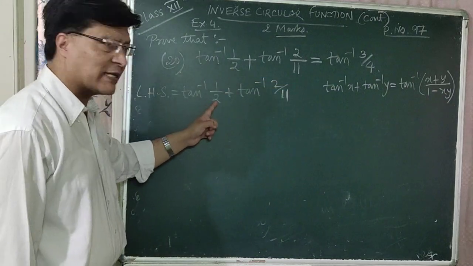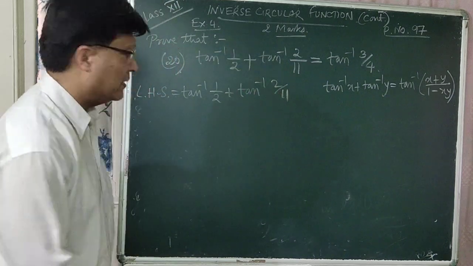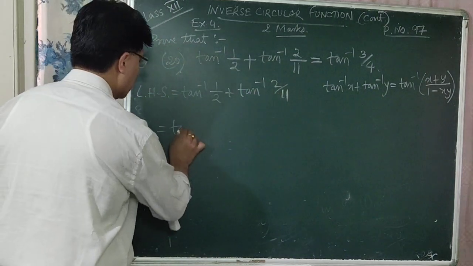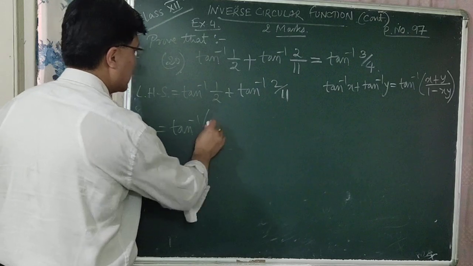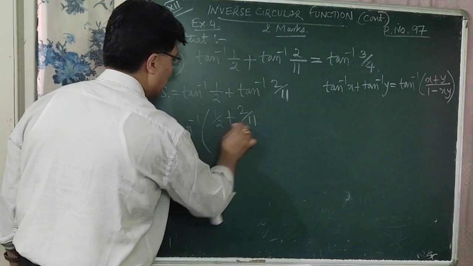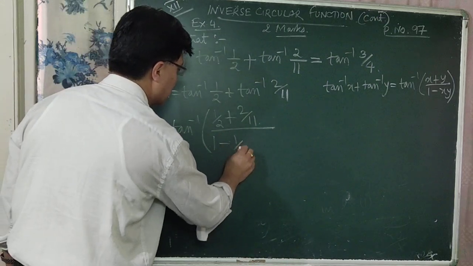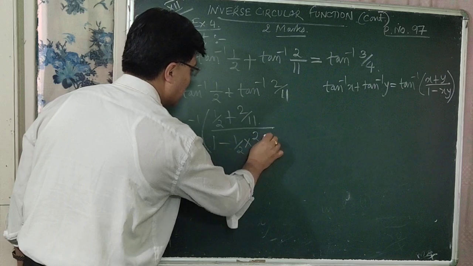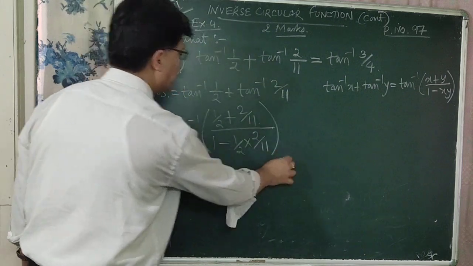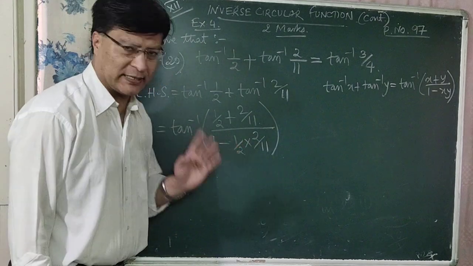What is the value of x in this case? Half. What is the value of y? 2 by 11. So it is equal to tan inverse, x plus y: x is half plus y is 2 by 11, divided by 1 minus x, half, into y, 2 by 11. Now in this case there is no need of simplifying it.